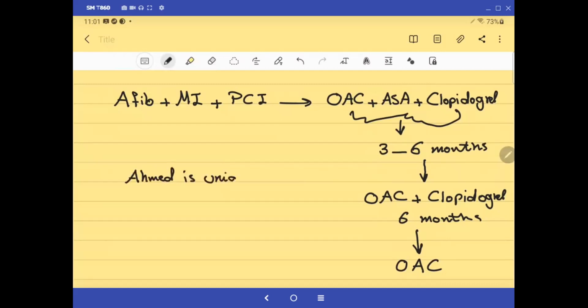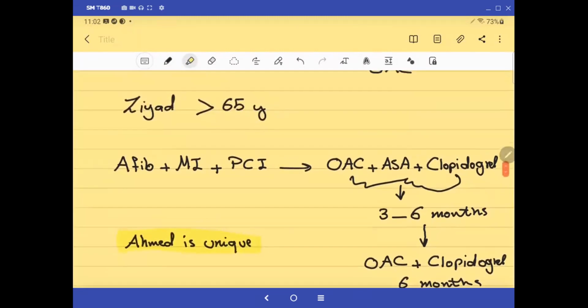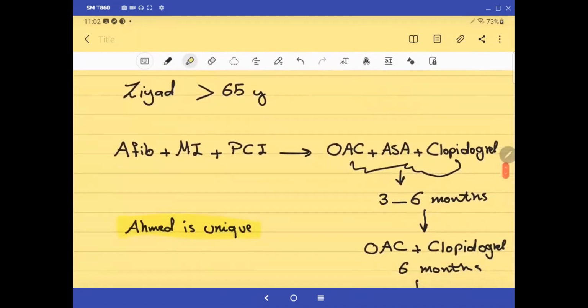I have a question, doctor. When we say oral anticoagulant here in all of this, does it include warfarin plus the new oral anticoagulant? Yes, I said that in the beginning: warfarin or the new oral anticoagulant. Ziad is unique. Excuse me, if you can write that, it's Ziad is unique, yes. Not Ahmed. Sorry, Tantawi.